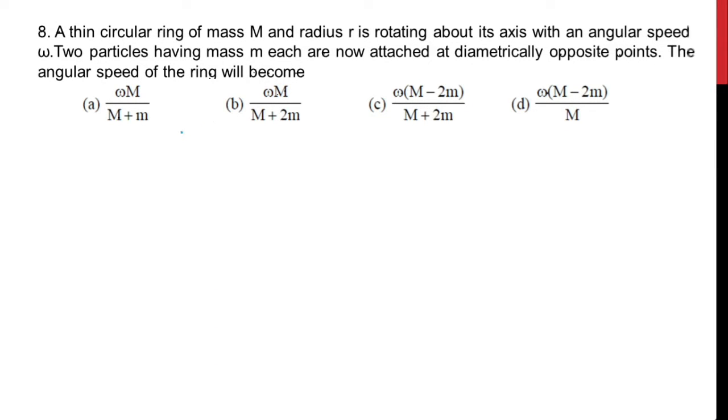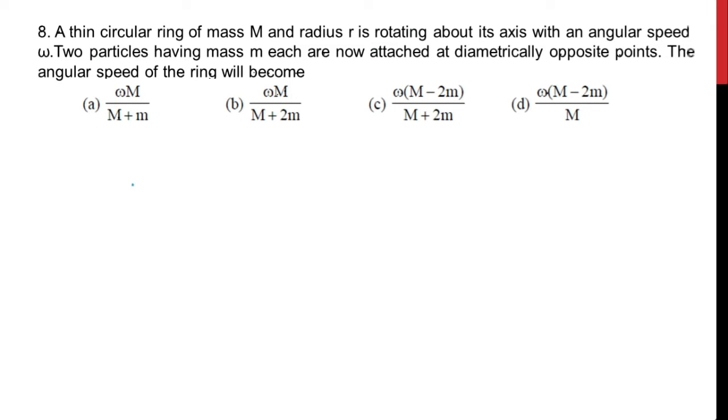Hello everyone. A thin circular ring of mass capital M and radius small letter r is rotating about its axis with an angular speed omega. Two particles having mass small letter m each are now attached at diametrically opposite points. The angular speed of the ring will become?